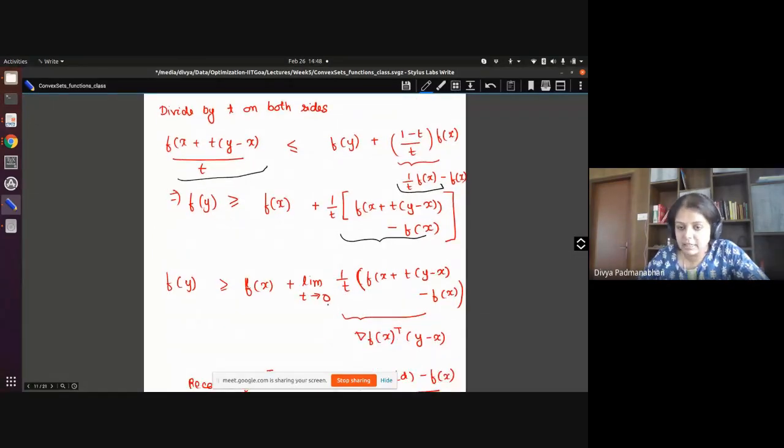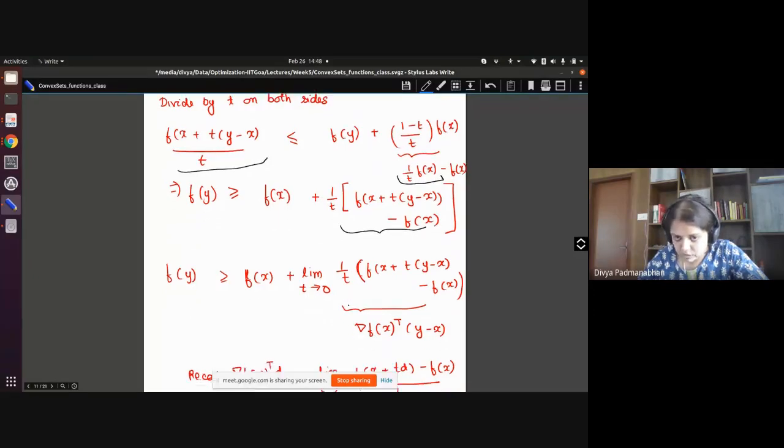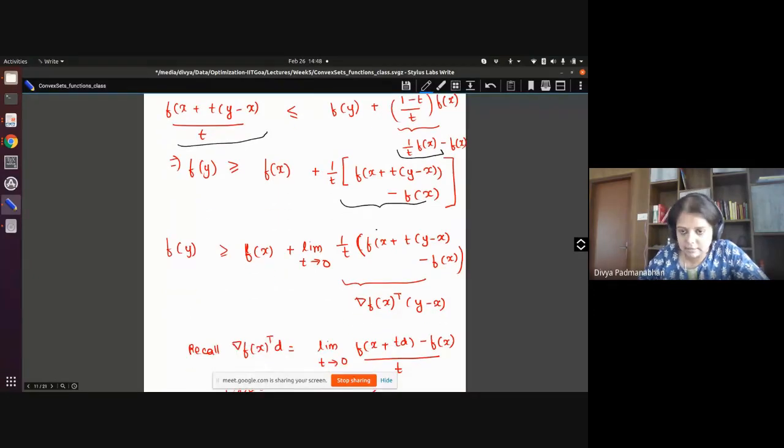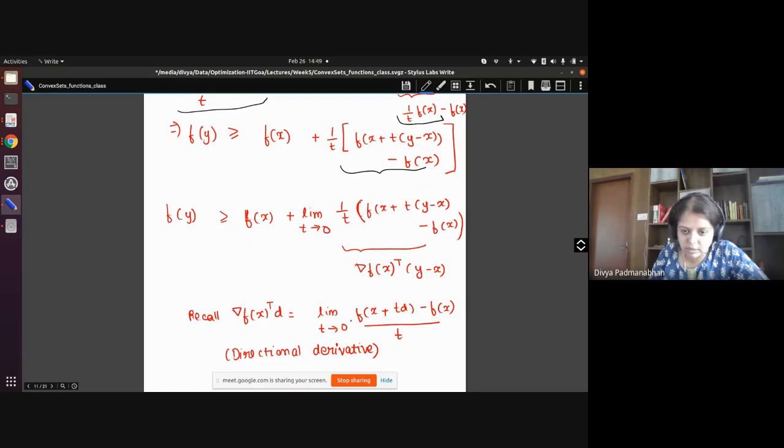So if you take the limit as t goes to 0, what you're going to get here, this expression, is just going to be the directional derivative, right? So this is just the directional derivative that we defined in the preliminaries. That is the component of some d in the direction of grad f(x). So it's also computed this way: the limit as t goes to 0 of f(x + td) minus f(x), divided by t.